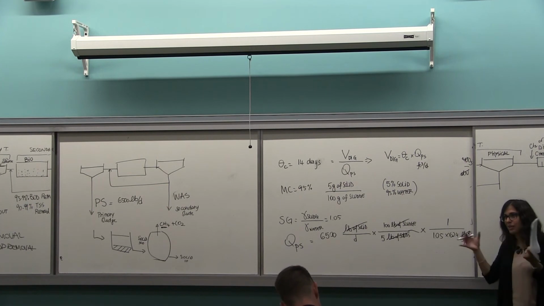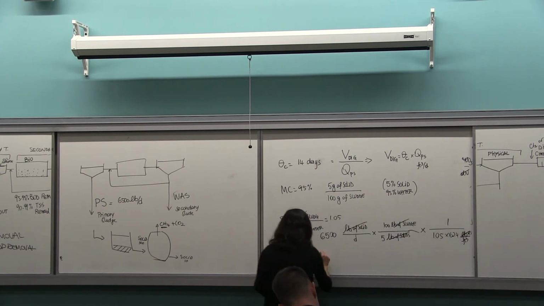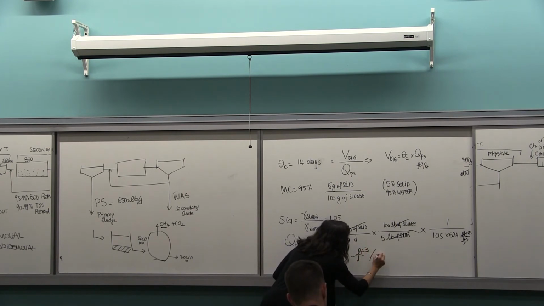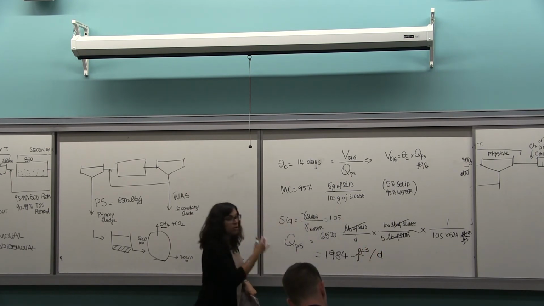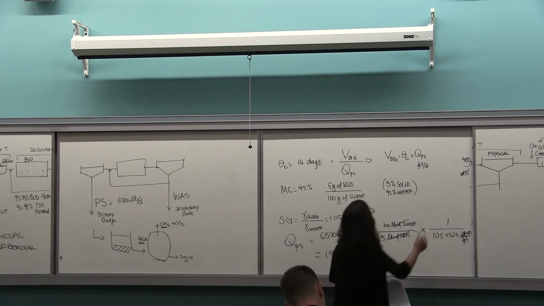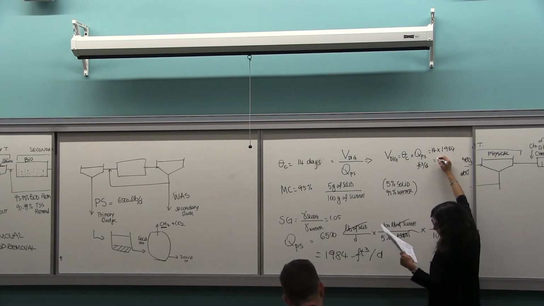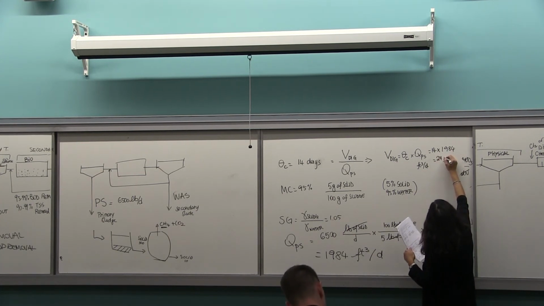This was just the units. At the end, it's just looking at what you're given and what the units are. So at the end, it comes to be 1,984 cubic feet per day multiplied by 14. 14 times 1,984 gives you about 27,800 cubic feet.